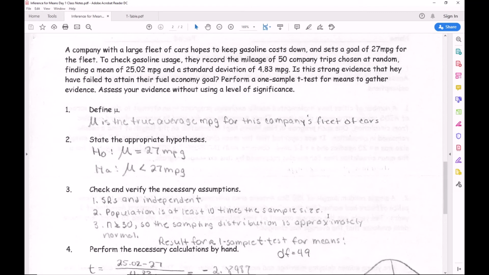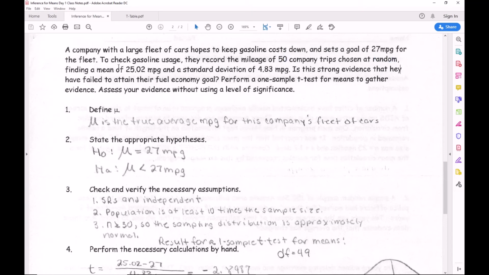All right, so this is on page 5, I think, and now we're not dealing with actual raw data. They're just giving us summary numbers. So they've got a company, they want to keep their gasoline costs down, so they set a goal of 27 miles per gallon for their fleet. All right, anything bigger would be great, but that's the lowest acceptable amount for their goal. So to check the gasoline usage, they record the mileage of 50 company trips chosen at random. Okay, that's good. 50 is over 30, and random, that's good too.